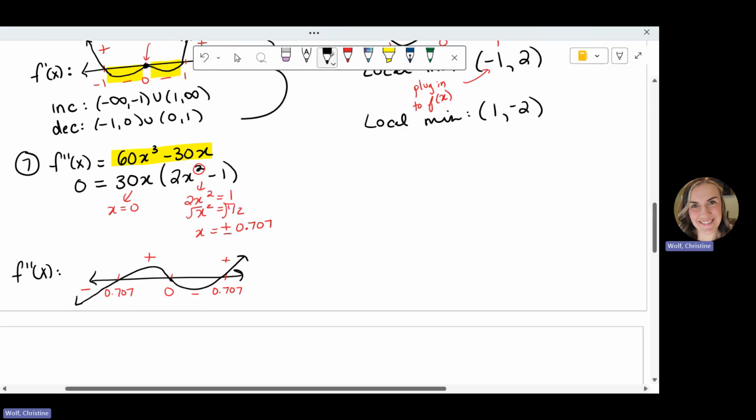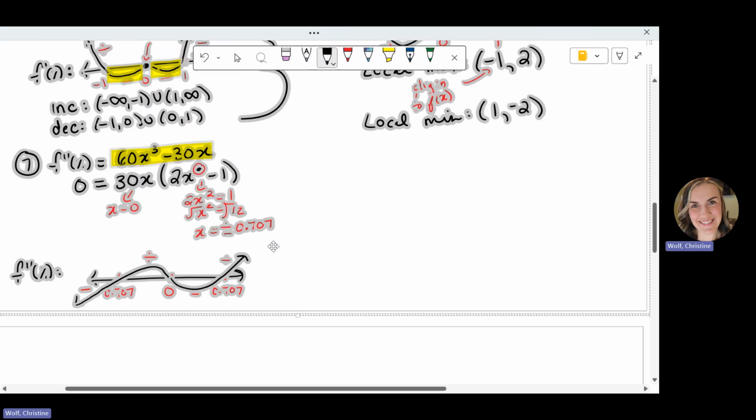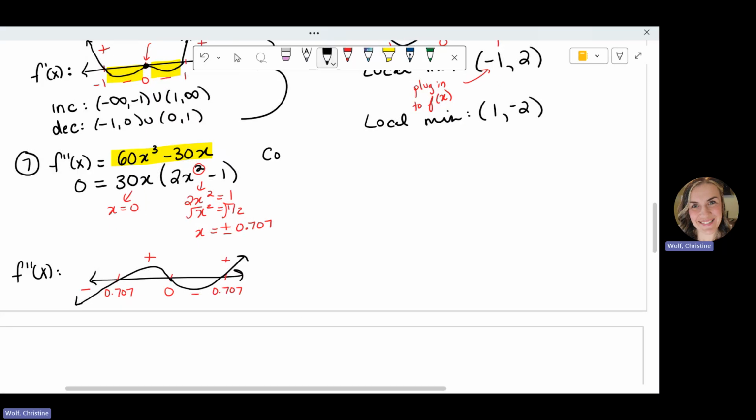Okay, so my concavity, just to save space here, I'm going to go up here. So if I am concave down, I am going to be concave down wherever I'm negative. So negative infinity to negative. Oh, did I not put a negative in front of that value? Sorry. Negative 0.707 is my first value. So negative infinity to negative 0.707. And then with a union, again, I'm just trying to save space. So I'm going underneath 0 to 0.707.